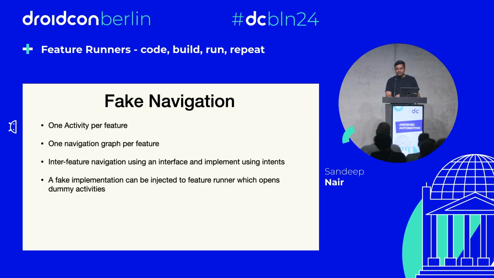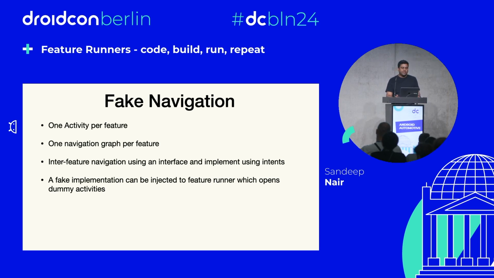How do you handle navigation when you are constrained to just one feature? Most of the time, we are only concerned about the module which you are working on, but sometimes we may have to handle navigation to other features. So there are multiple ways to do that. You could have one activity per feature sort of architecture. That's one navigation graph per feature. So inter-feature navigation, jumping into a different feature. You can use an interface of some sort and implement using intents if you want. Deep links is another option.